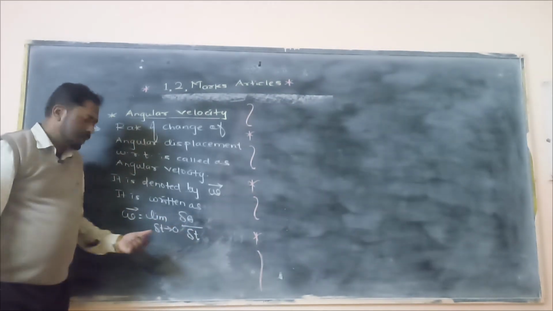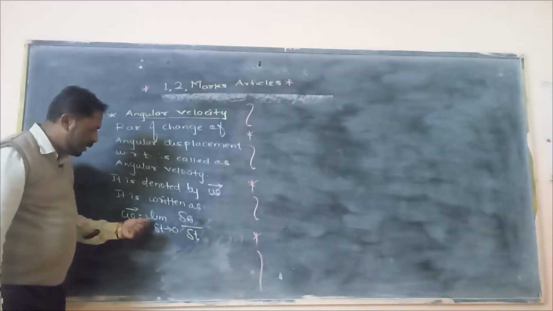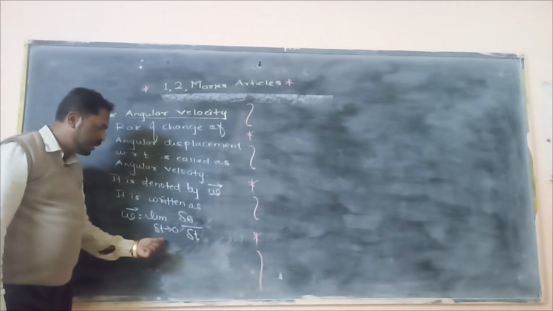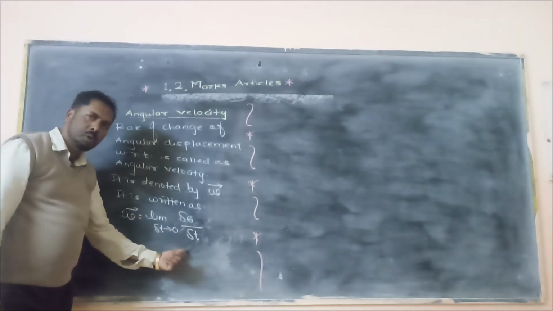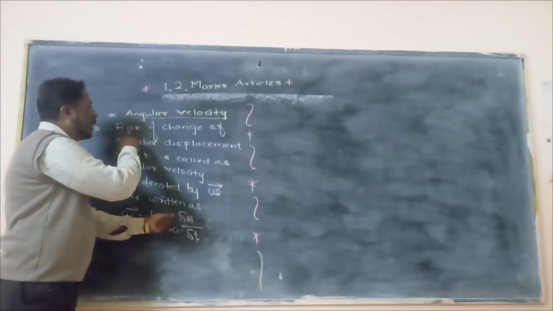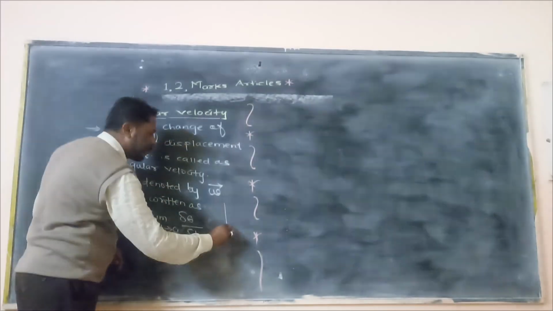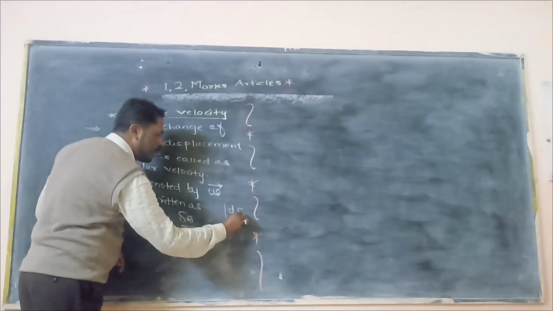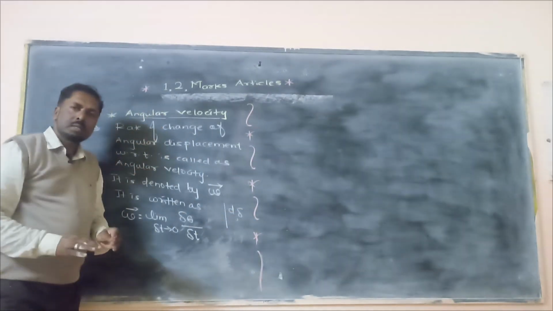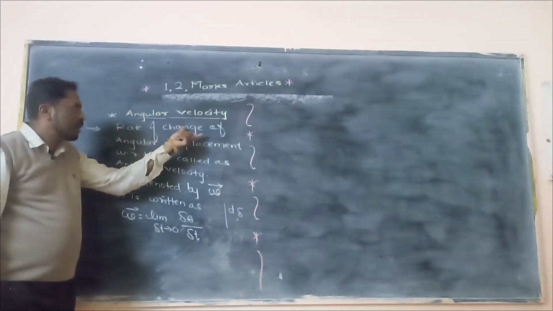It is denoted by the factor omega. If we are writing in the form of limit, we can write in this way: limit delta t tends to 0 delta theta upon delta t. What is delta theta? The angular displacement, rate of change of. Here the factor d, the factor delta. These are the factors in physics related to change, rate of change of.